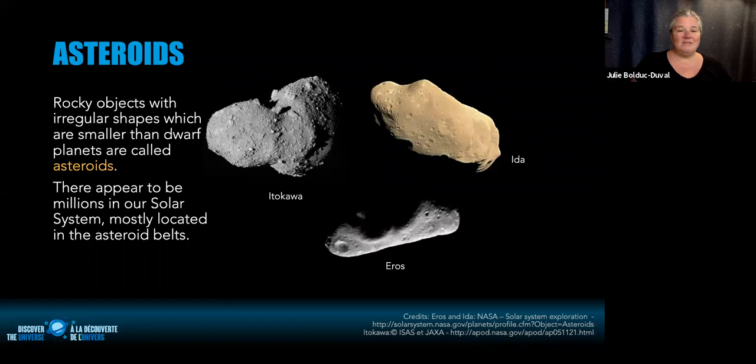If we look now at even smaller objects, some of them would be in the Kuiper Belt, so we would call them trans-Neptunian objects. But the ones that we see mostly in the inner solar system, the asteroids, they're rocky objects with irregular shapes, and they're smaller than dwarf planets. So if it's an object that's small enough so that it's not spherical, then that's what we call an asteroid. So you can see them here. They're sort of large space rocks.